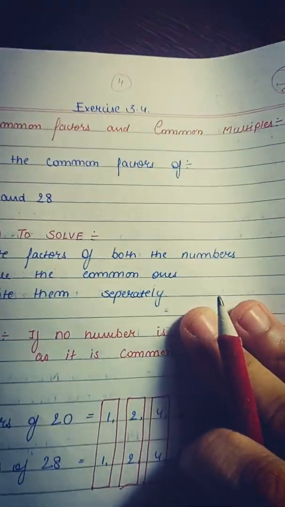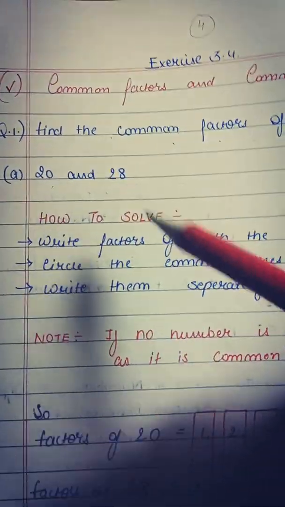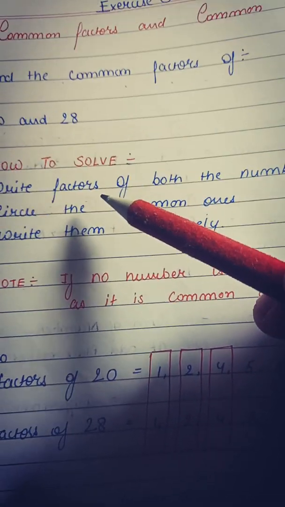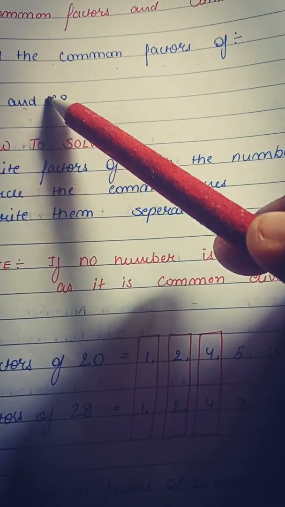All right, now we are starting Exercise 3.4. It's a very simple exercise regarding common factors and common multiples. Question number 1 is: find the common factors of. Today I'll solve just 2 parts, and the rest of the parts we will discuss in the next class. Okay. 20 and 28, find the common factors.